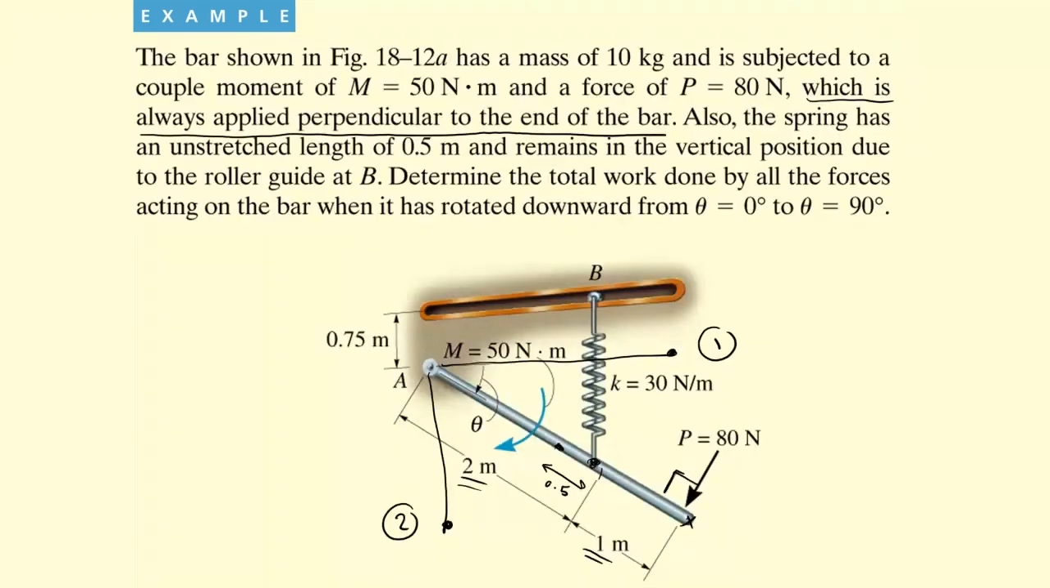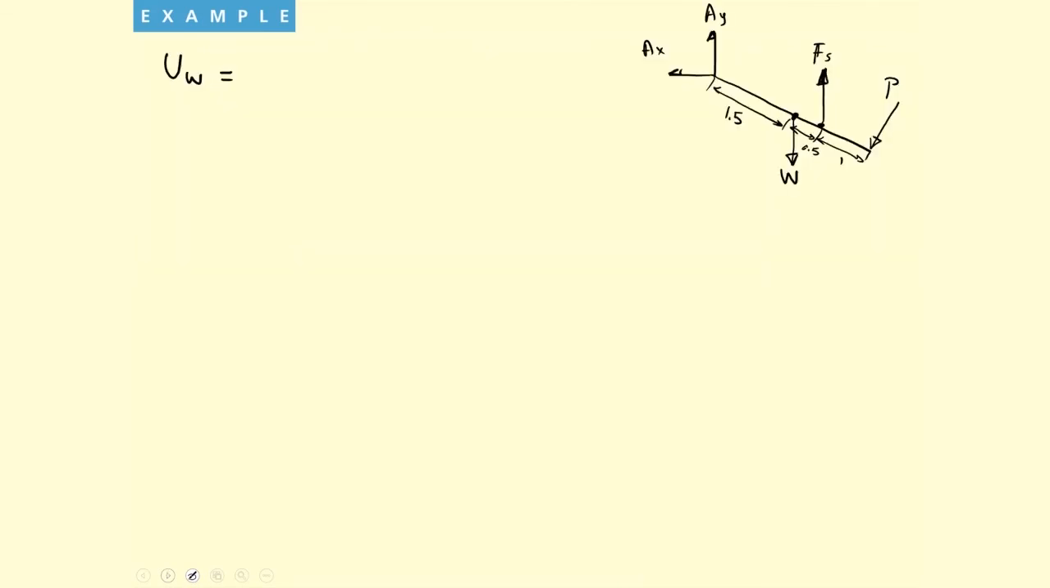Now let's look at the work done by the weight, U_W. The bar was at position 1, so theta was 0, and it moved down. The weight is acting downward, and the center of mass also moved downward. Therefore, I'm going to have a positive work done. It's going to be the weight multiplied by the displacement. So the weight is 9.81 multiplied by the displacement. Let's think about this and look at the problem.